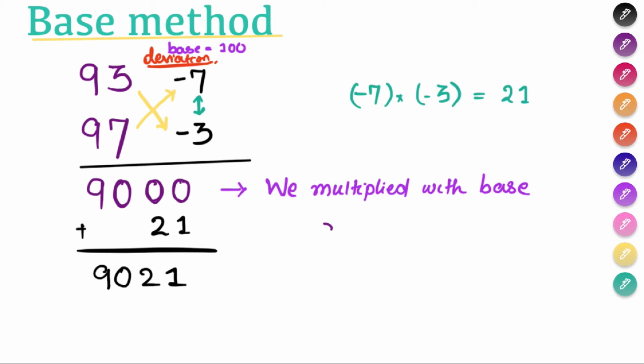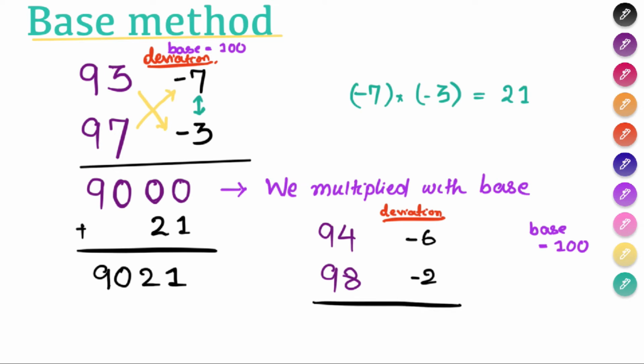Let us try one more example. Suppose we have 94 into 98. Again here, what do you think the base would be? A number which is close to both and whose multiplication table is known to us. That kind of number would be 100. So here also our base is equal to 100. And what is the deviation of 94? 100 minus 6 is 94, so the deviation is minus 6. 100 minus 2 is 98, so the deviation is minus 2.